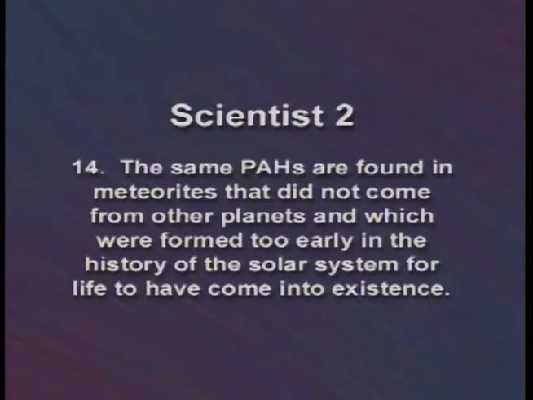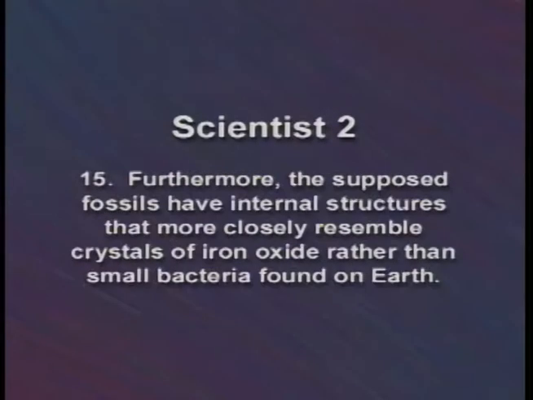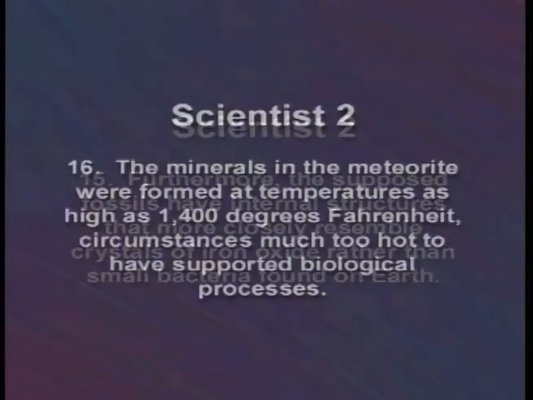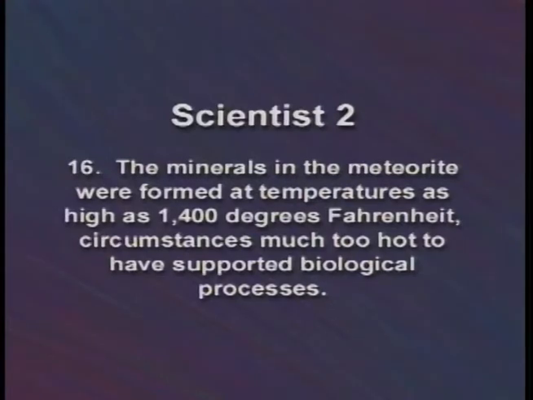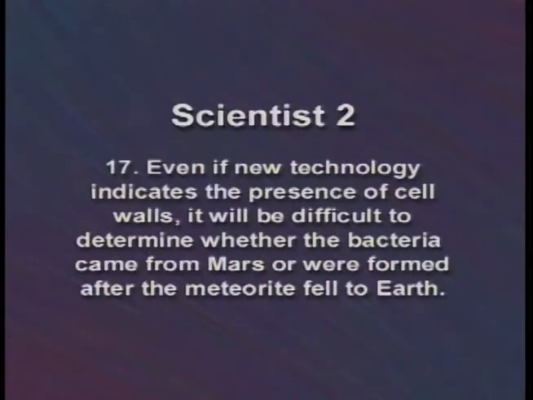The same PAHs are found in meteorites that did not come from other planets and which were formed too early in the history of the solar system for life to have come into existence. Furthermore, the supposed fossils have internal structures that more closely resemble crystals of iron oxide rather than small bacteria found on Earth. The minerals in the meteorite were formed at temperatures as high as 1400 degrees Fahrenheit, circumstances much too hot to have supported biological processes. Even if new technology indicates the presence of cell walls, it will be difficult to determine whether the bacteria came from Mars or were formed after the meteorite fell to Earth.